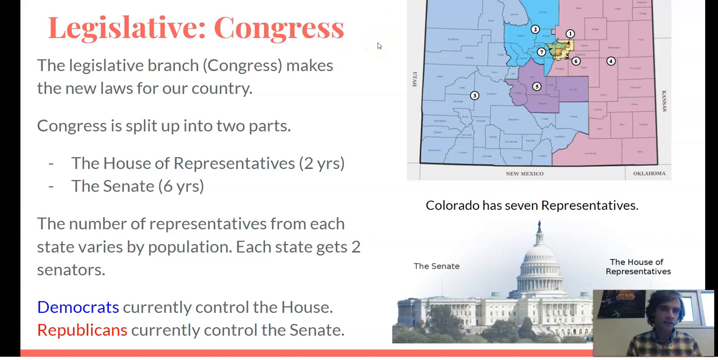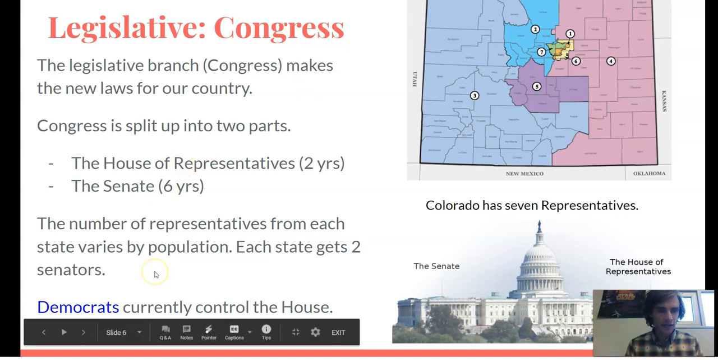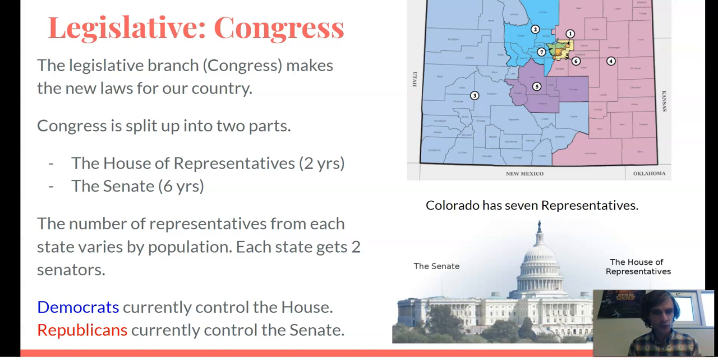The other part of Congress is the Senate. If you are elected as a senator, you serve for a much longer term. You serve for 6 years. And every single state in the whole country gets 2 senators. So we have two from our state, Cory Gardner and Michael Bennet, and Utah has two, Wyoming has two, Nebraska has two, Kansas has two. That is different from the House of Representatives, where a state with a higher population like California or Texas will have many more representatives in Congress. At the moment, the Democrats have a majority in the House of Representatives, so we say that they control the House. And Republicans have a majority in the Senate, so we say that they control the Senate.